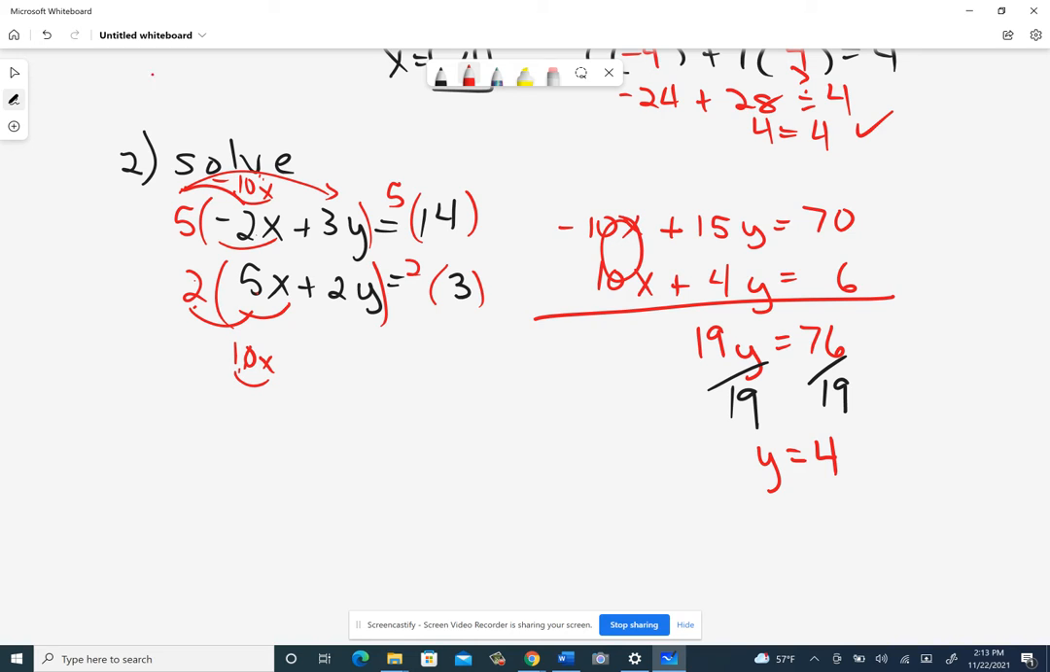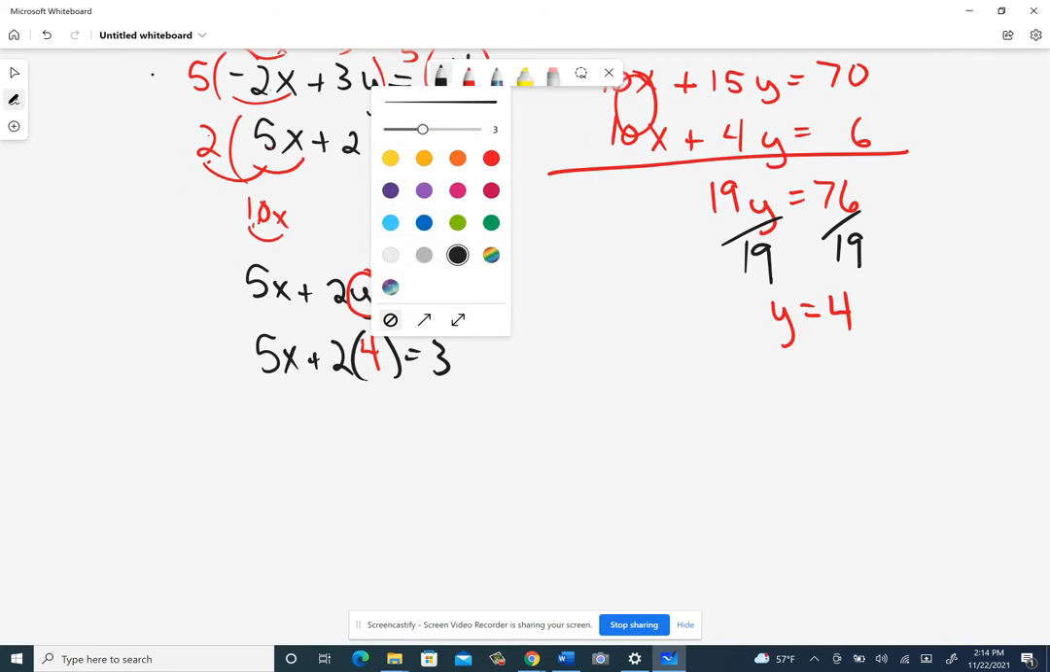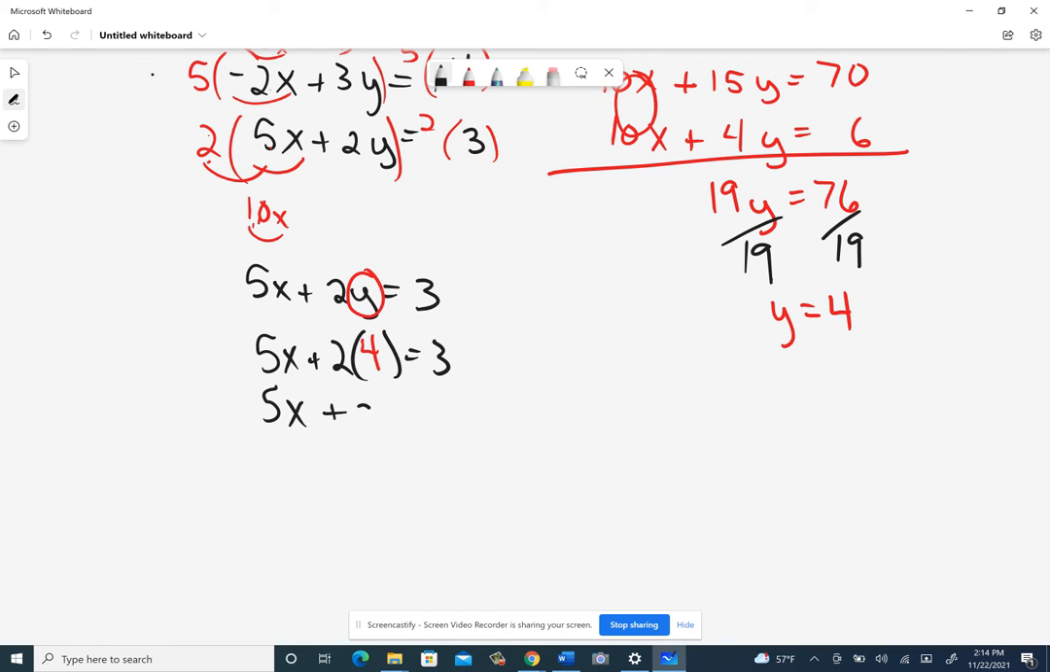So think of those original 2 equations as a formula telling you the relationship between the x and the y. So right there where the y is, I'm going to put 4. And I'm going to use that formula, putting 4 in place of the y, to find out what x is. So that'll be 5x plus 8 is 3.